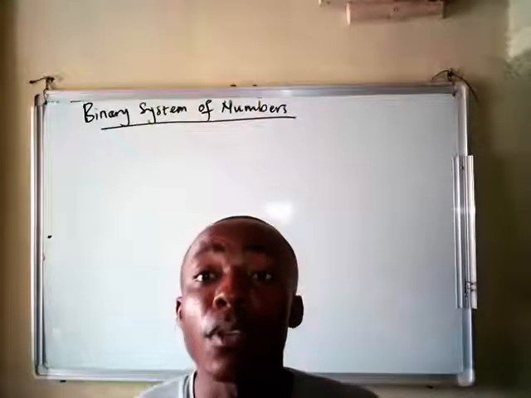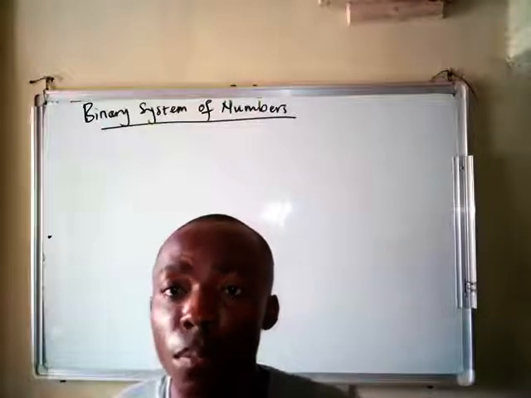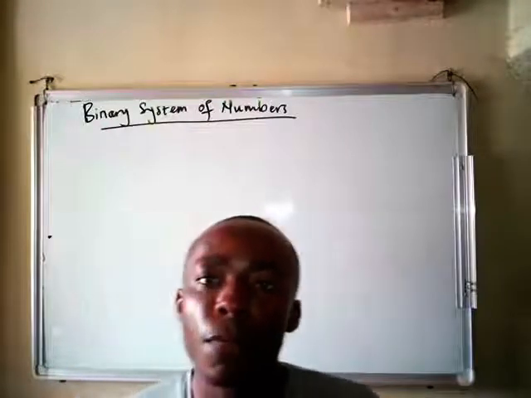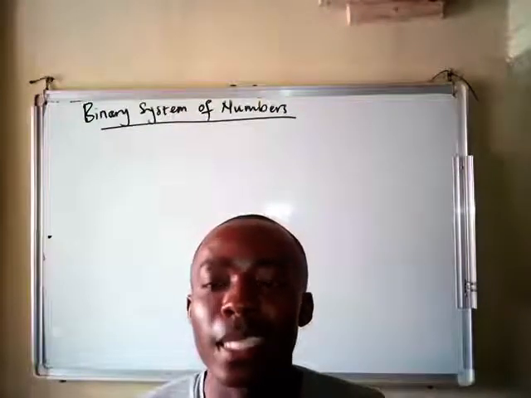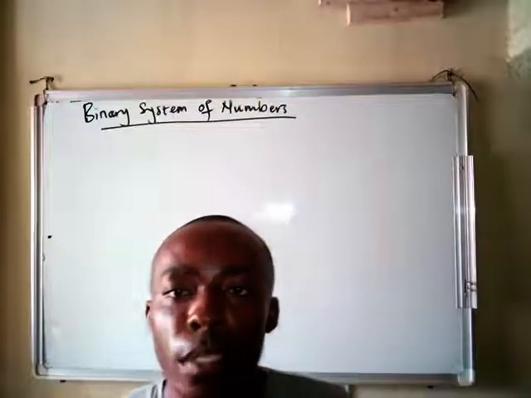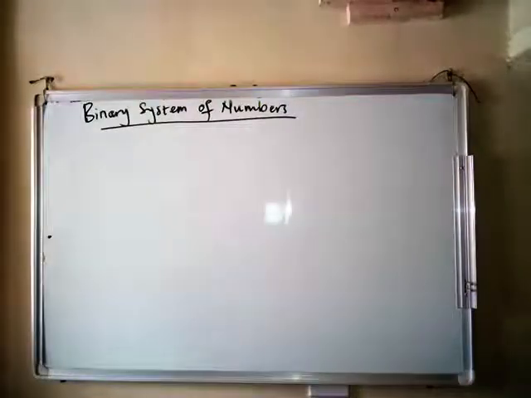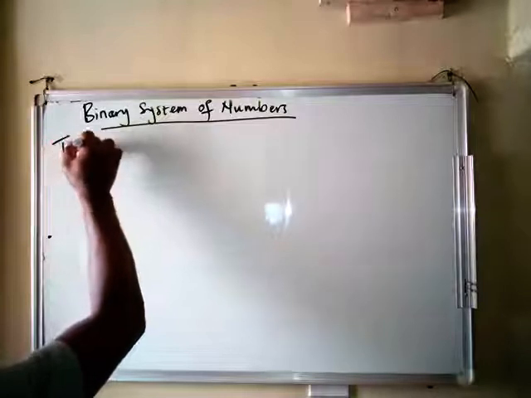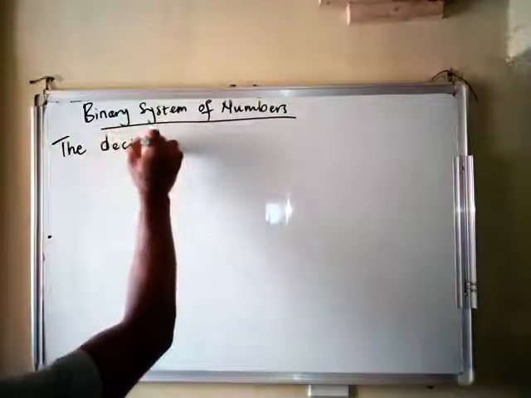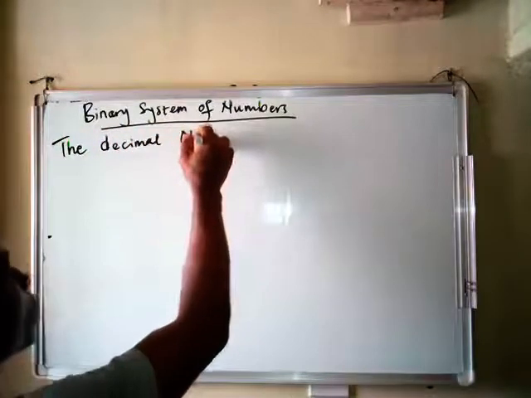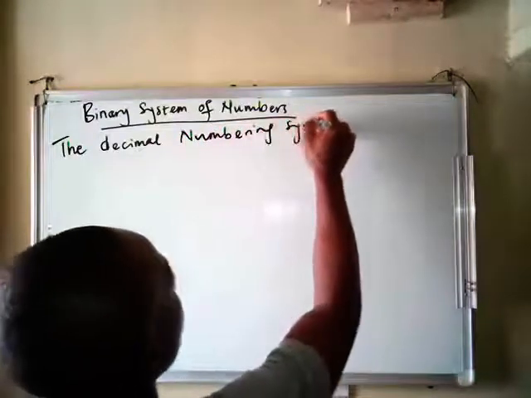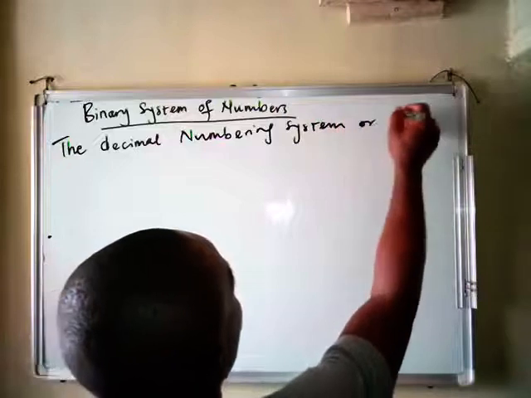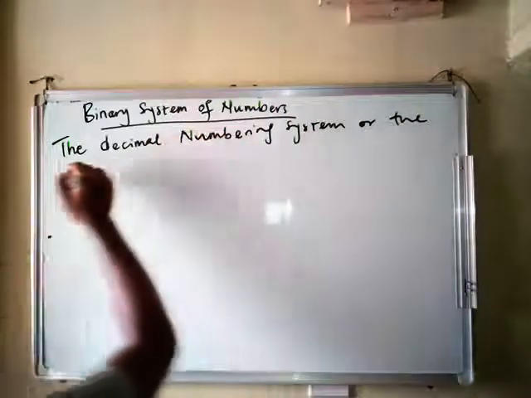Okay, so in system of numbers, we have different types. We have the decimal numbering system or the ternary numbering system. You also have the hexadecimal numbering system, and you have the binary numbering system. But let's look at the ternary numbering system or the decimal numbering system.